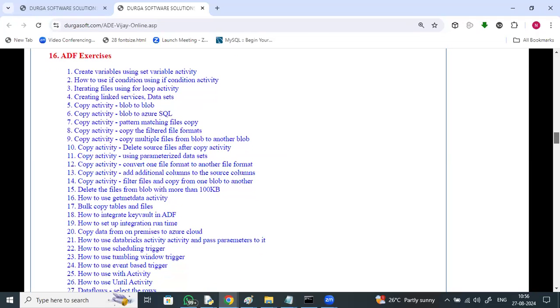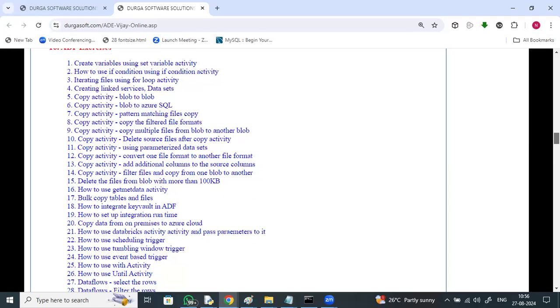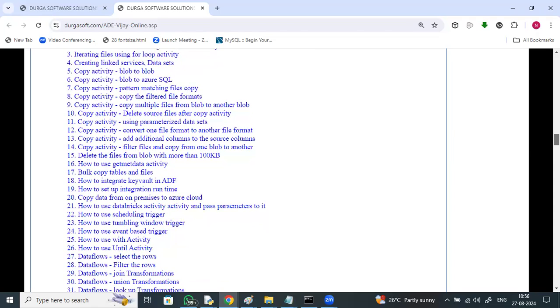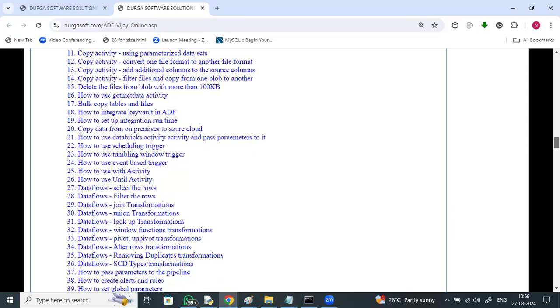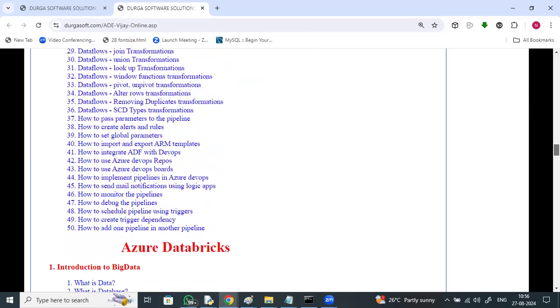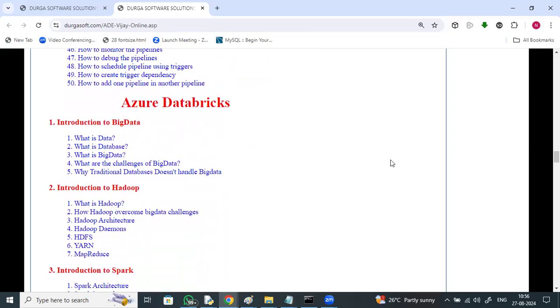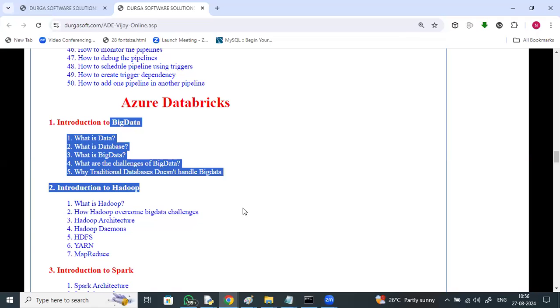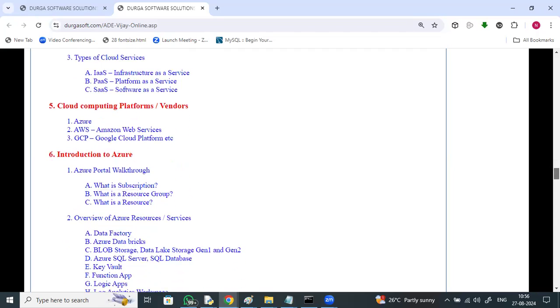And we'll be seeing many practical examples, nearly 50 examples I'm going to discuss, all practical examples. Later I'll come to the Databricks. Before I go with the actual Databricks, I'll be briefing you about what is big data, Hadoop, Spark.